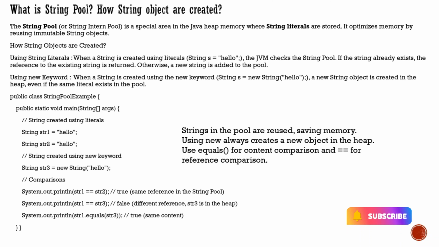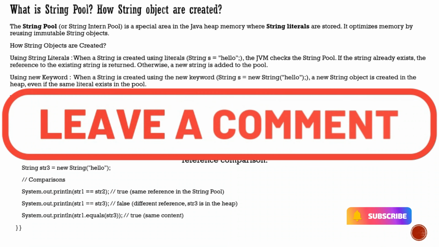string 3 is on the heap. So it's different. Now if you compare using the equals method instead of the equality operator, then it will be the same because the content is the same. The strings in the pool are reused, which saves memory. Using the new keyword will always create a new object. So that's the difference.